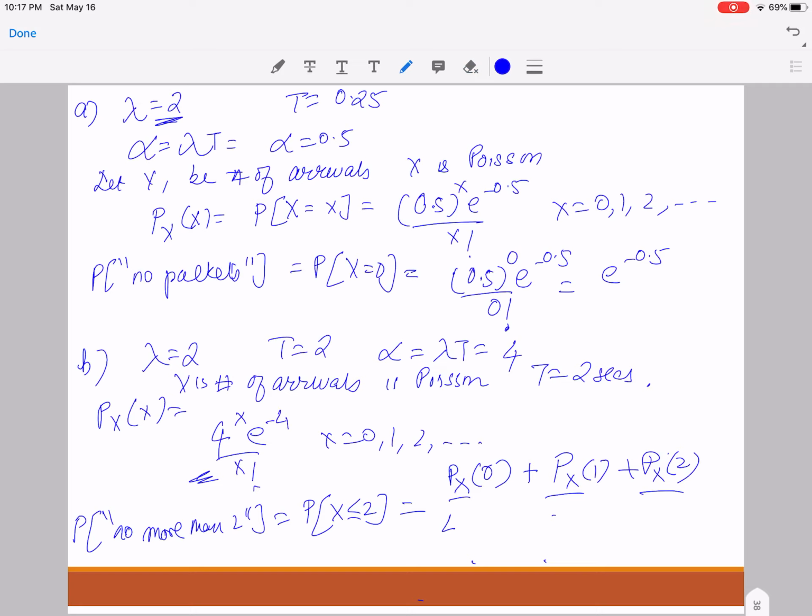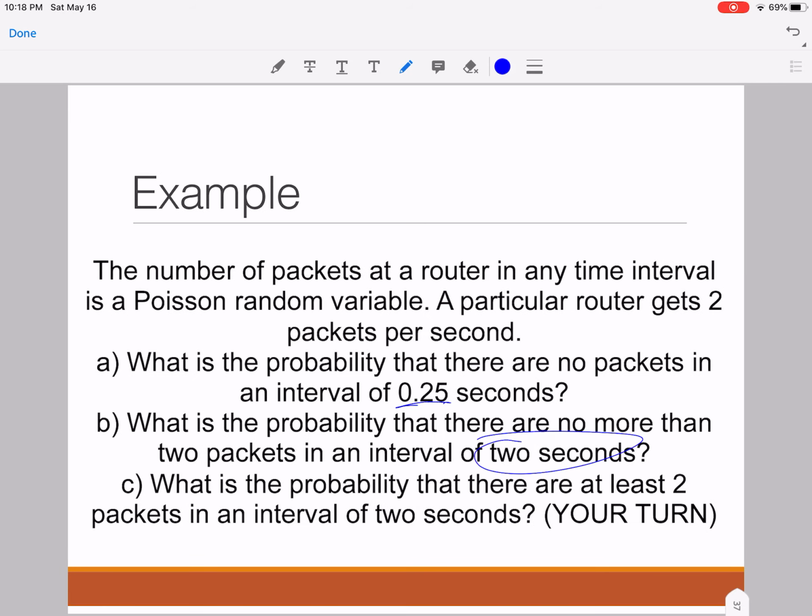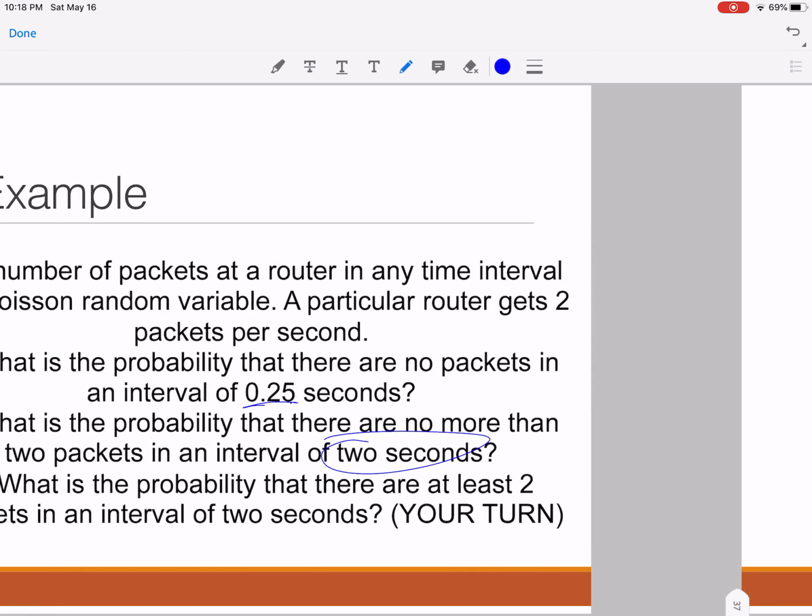So now I'll get 4 to the 0 times e to the negative 4 over 0 factorial, plus 4 to the 1 times e to the negative 4 over 1 factorial, plus 4 squared, 16, times e to the negative 4 over 2. So that should give me 13 e to the negative 4 as the probability that I get no more than 2 packets. Using the same principle, please solve part C and turn it in as one of your problems for Thursday's class by 10 a.m.